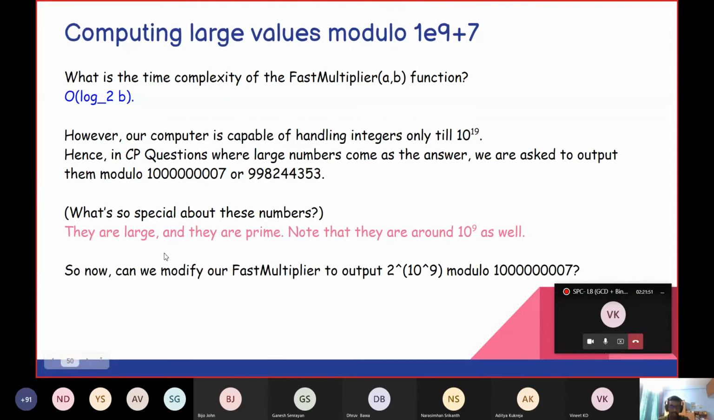So now, can we modify the fast multiplier to output 2 power 10 power 9 modulo this number? So yes or no, you guys can put in chat.